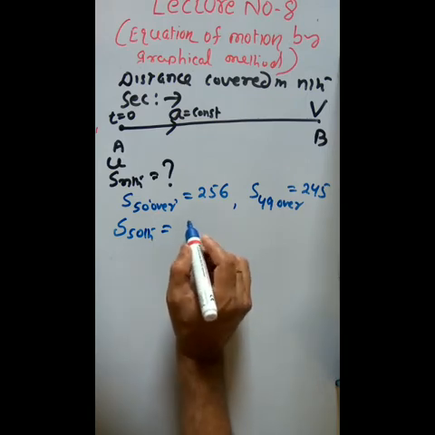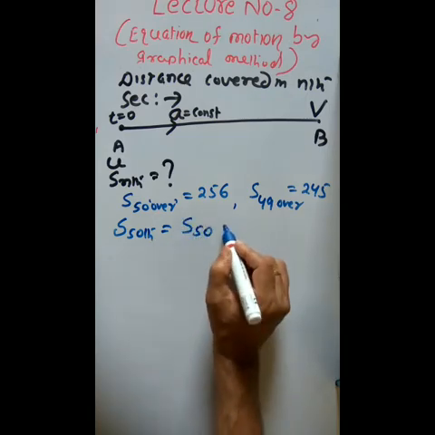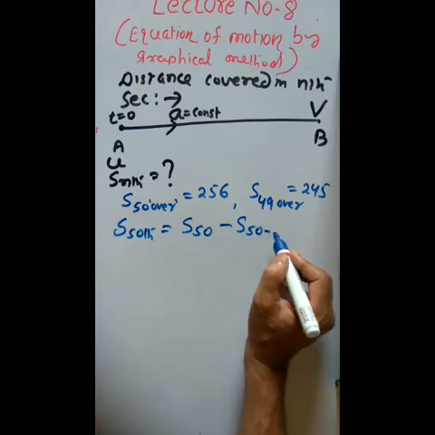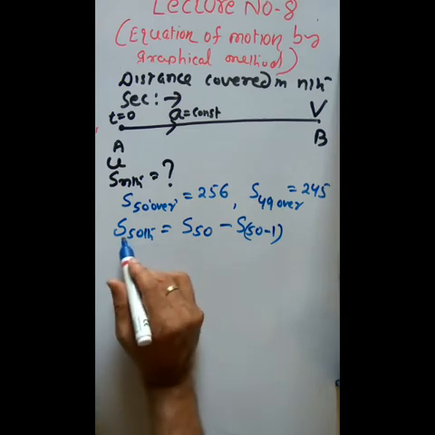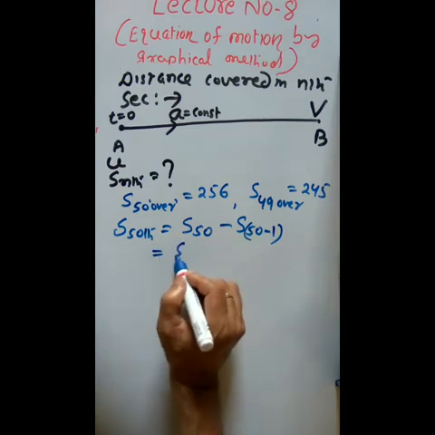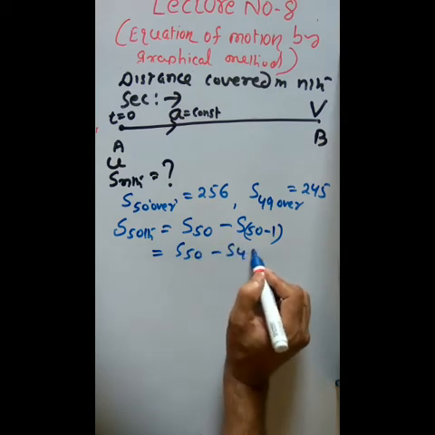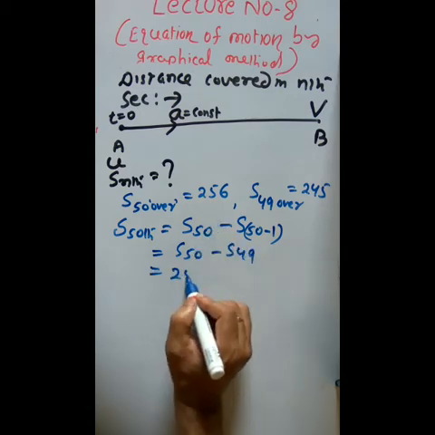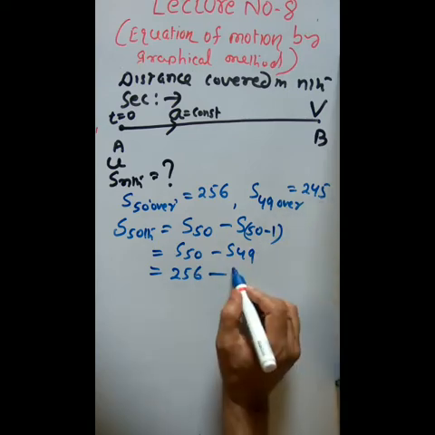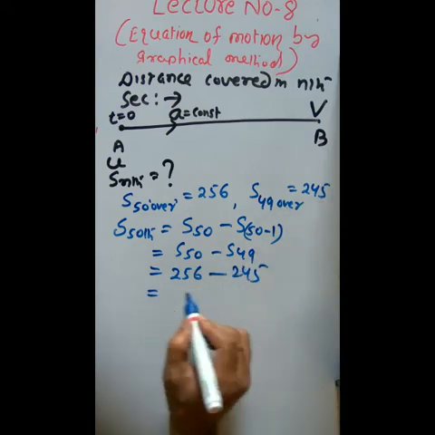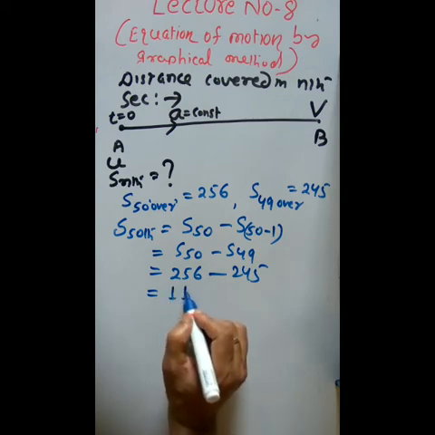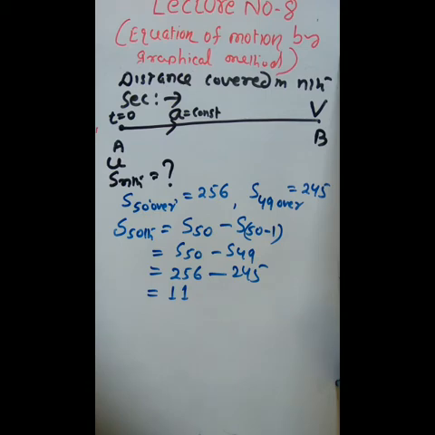So score in the 50th over is equal to score in 50 overs minus score in just before 50 overs, that means 50 minus 1 overs. So the score in the 50th over is equal to score in 50 overs minus score in 49 overs. Score in 50 overs is 256 and in 49 overs is 245. Then what is the difference? Difference is equal to 11. That means India scored 11 runs in the 50th over. So taking this example, in this case also, what is the distance covered in nth second?